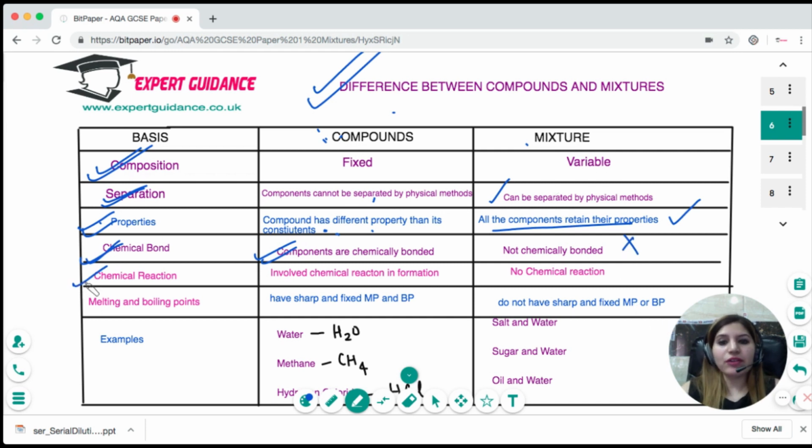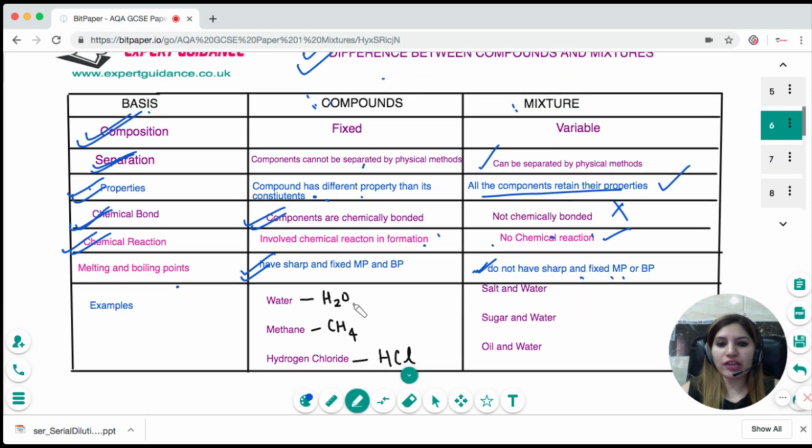A chemical reaction takes place in the formation of a compound, but no chemical reaction takes place in the formation of mixtures. In terms of melting and boiling points, compounds have sharp and fixed melting and boiling points, whereas mixtures do not have fixed melting and boiling points. An example of a compound is water. You can see it's 2 hydrogen, 1 oxygen; methane, 1 carbon and 4 hydrogen; hydrogen chloride, 1 hydrogen and 1 chlorine. Whereas a mixture could be salt and water, sugar and water, oil and water solution.